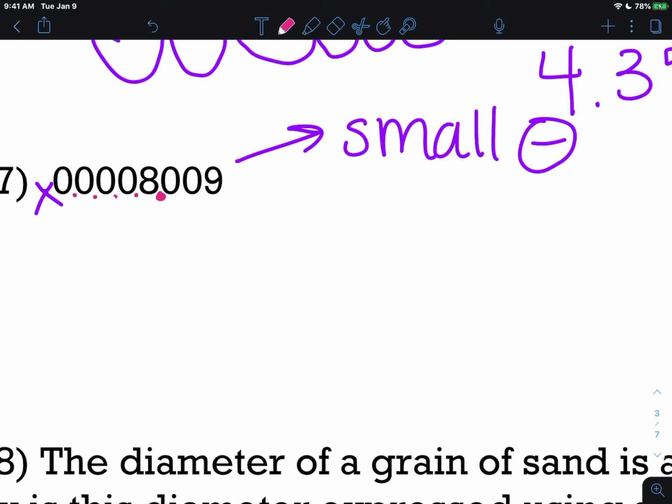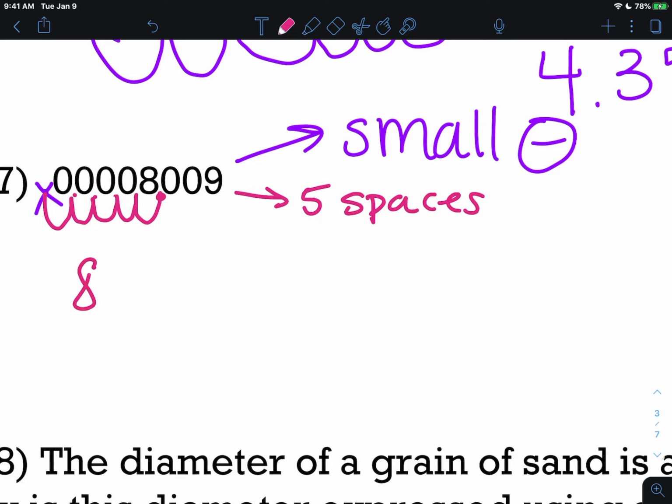Okay, so 8.009. That makes a number that's bigger than 1 and smaller than 10. But what about if I had put it, no, that's 800.9. That's way off. So that's where I should move it. Let me count. 1, 2, 3, 4, 5. 5 spaces. So this should be 8.009 times 10 to the power of negative 5. Noticing I have to write my negative. And that looks much easier to write than the way that they had it before.